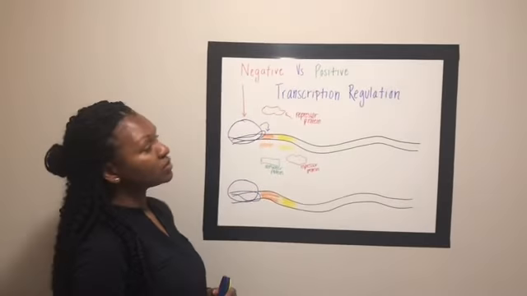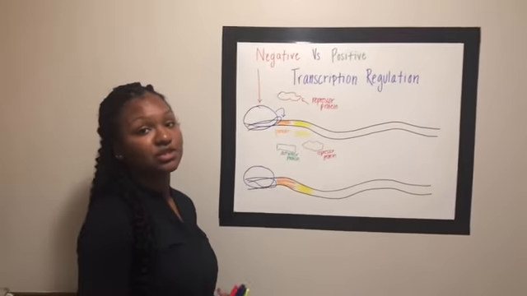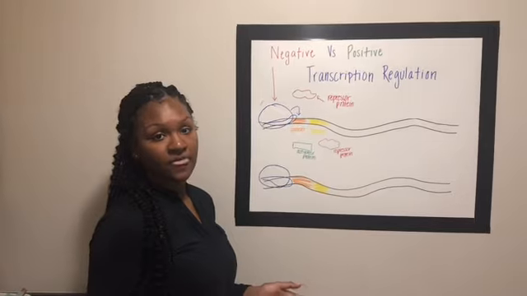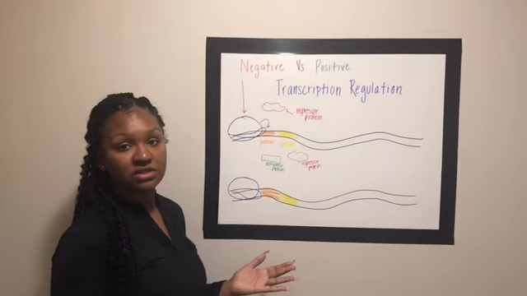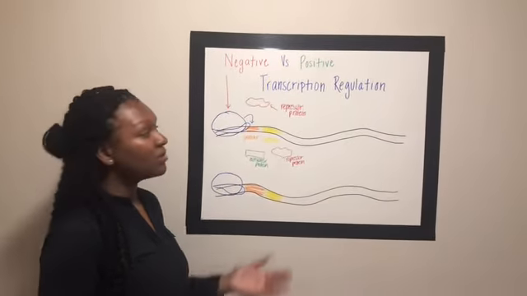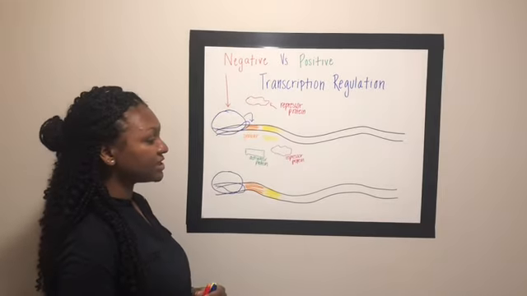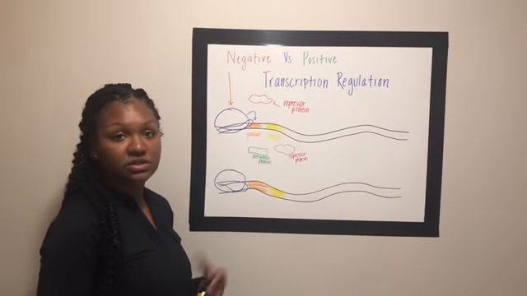When we have a negative transcription regulation, that's used in every single gene, depending on if we want the gene to be able to express itself or not. When we have positive transcription regulation, that means that the gene will be able to express itself.